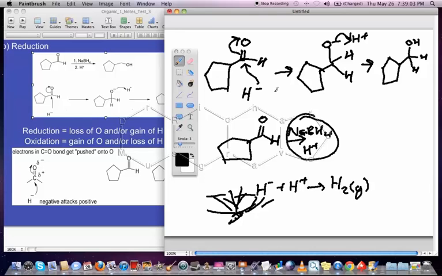Now keep in mind, I use the H- first, and then I use the H+ second, and I did that because the reaction told me to. I put number 1 H-, number 2 H+.